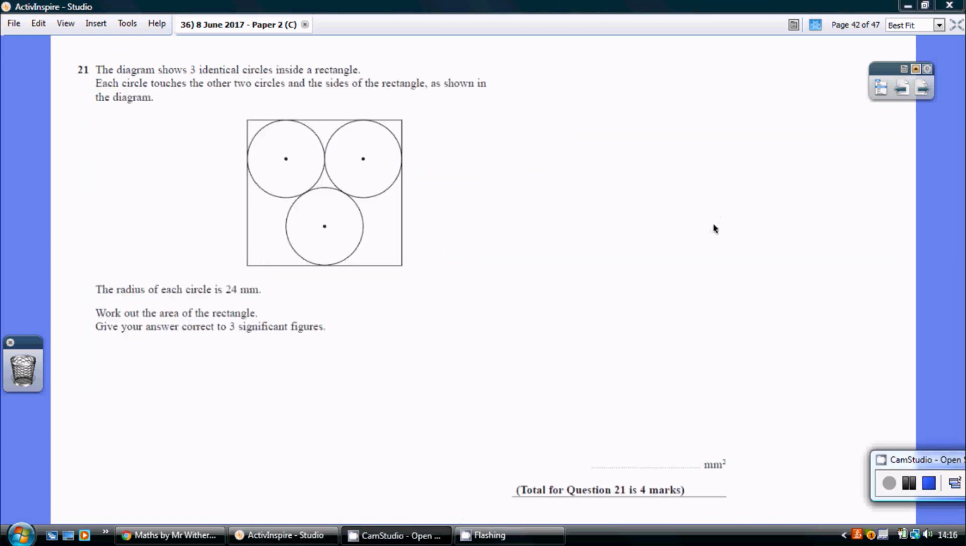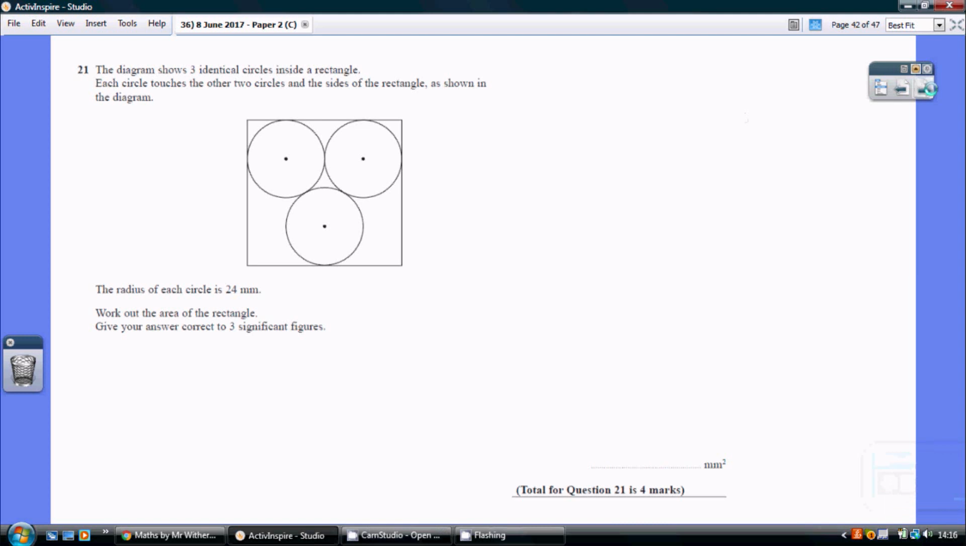Here is to read the question carefully. It's a rectangle, it's not a square. At a cursory glance that looks like it would be a square, but as you can see that circle at the bottom doesn't carry on from the bottom of that circle, so it's a rectangle.